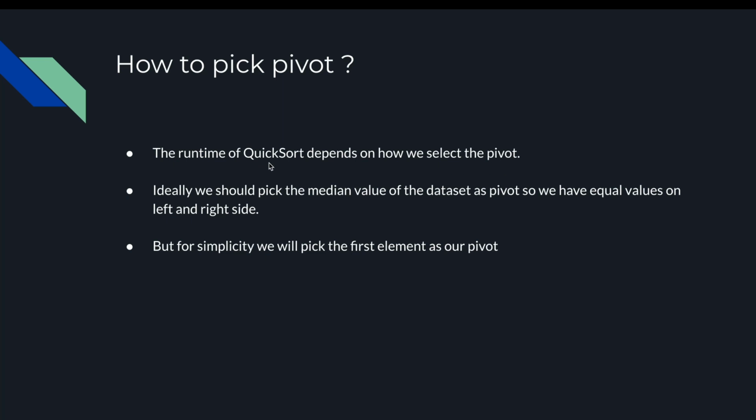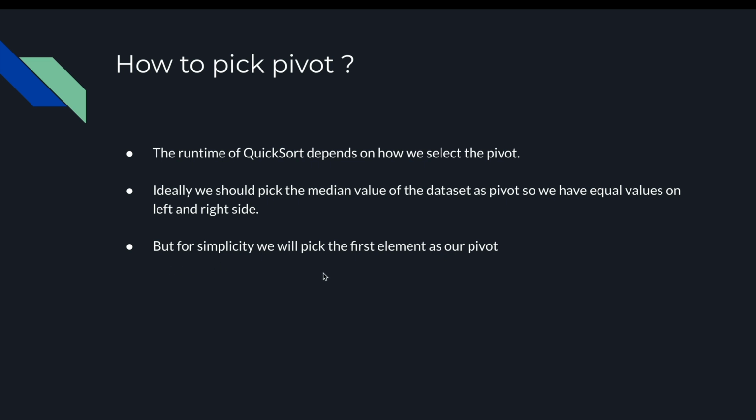Meaning, how long your quicksort algorithm will take to sort the given data will depend on how you are selecting the pivot. Ideally, we should pick the median value of the dataset as our pivot so that we can have an equal number of elements on the left hand side and the right hand side. That way there will be fewer operations and quicksort will work faster.